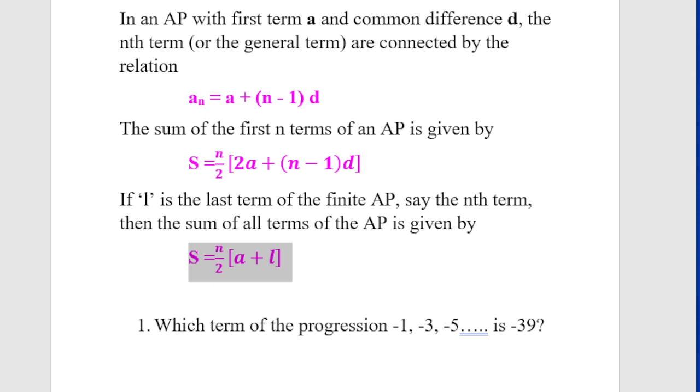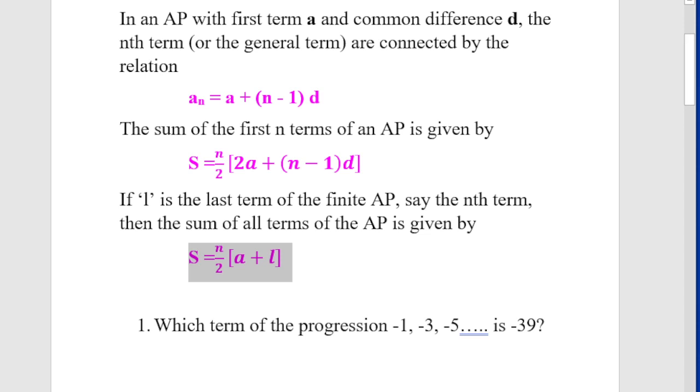And here we denote the last term as l. So if you know the first term, the last term and the total number of terms, we have a simple formula to find the sum of the first n terms, that is S equal to n by 2 into (a plus l). That is if the given sequence is a finite sequence. So to get in-depth knowledge about arithmetic progression, we will solve some important problems under AP.